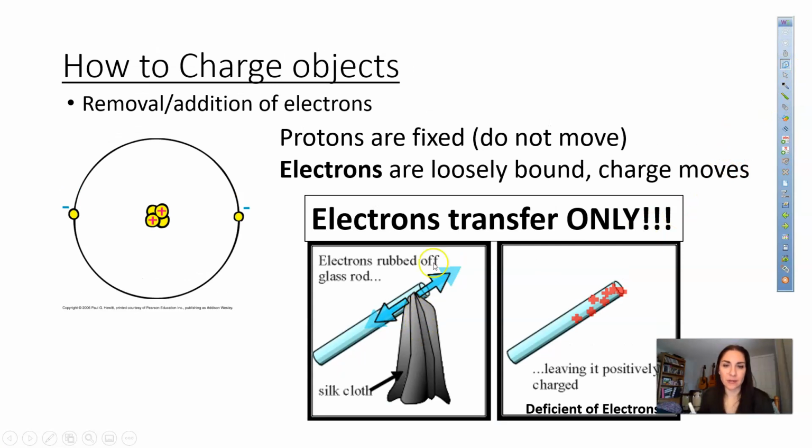So if I took a cloth and I rubbed it, what happens is the silk cloth gains the electrons, leaving it positive charge. So even though it's positive, it's because we removed electrons, not so much that we put protons here. So notice that terminology.